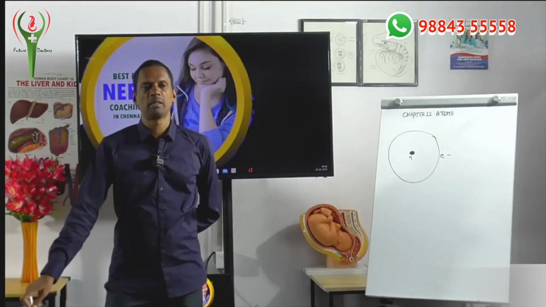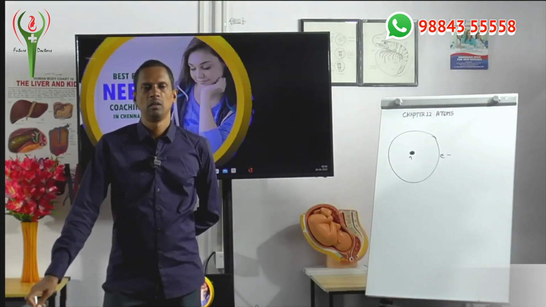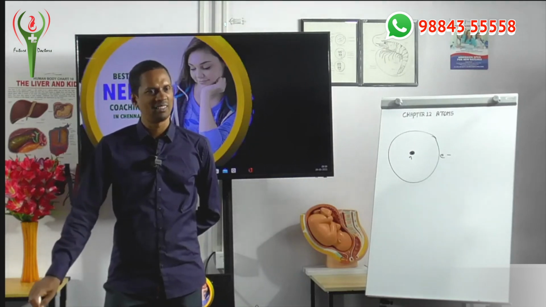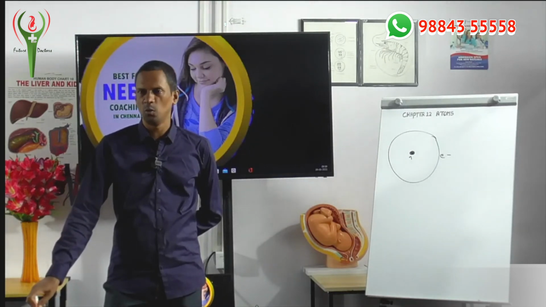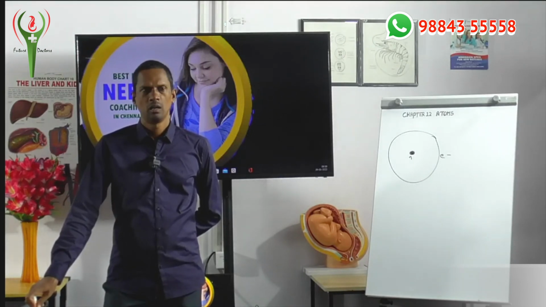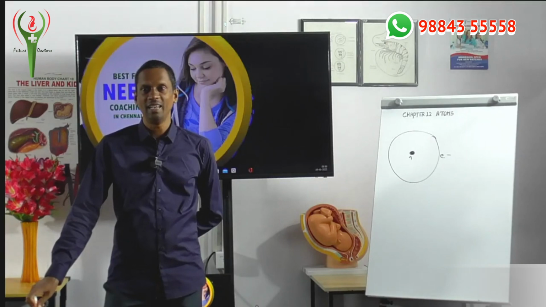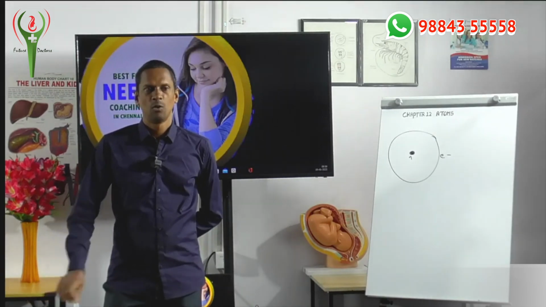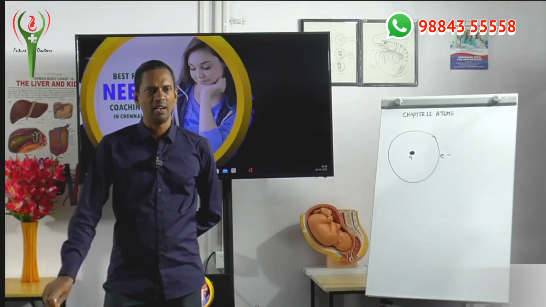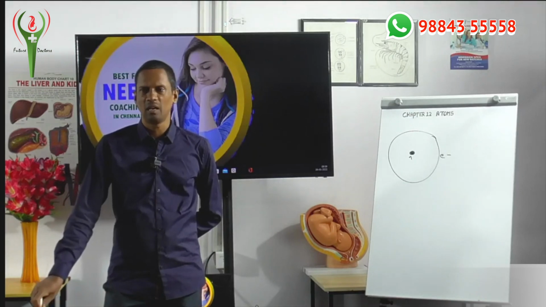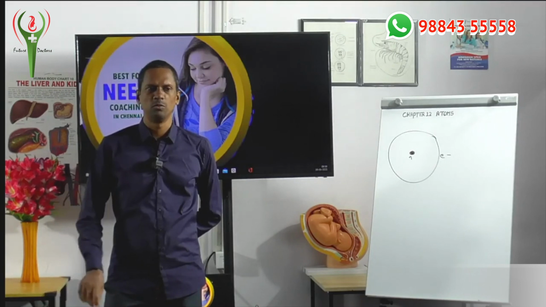So what is the maximum number of electrons the s orbital will occupy? 2. S orbital, how many electrons will it occupy? 2. P orbital? 6. D orbital? 10. F orbital? 14.